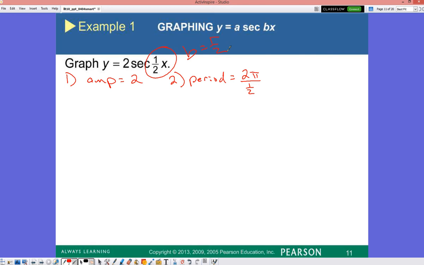Yes, we get 4 pi, right? I get 4 pi because I multiply by the reciprocal. Step 3.